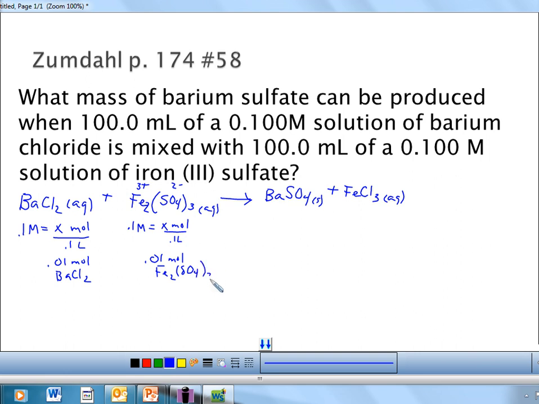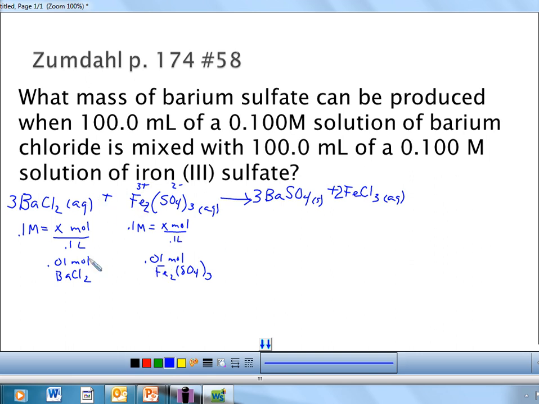Fe2(SO4)3. You may have noticed that I forgot a step, and that step was balance, balance, balance. It has to be a balanced chemical reaction. So I should have a 3 there and a 3 there with 2 iron chlorides being produced.